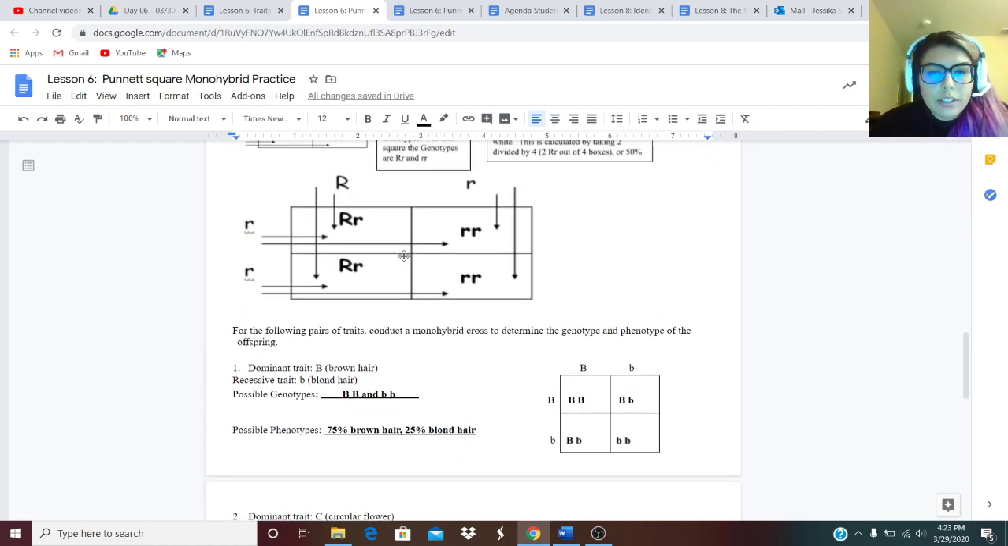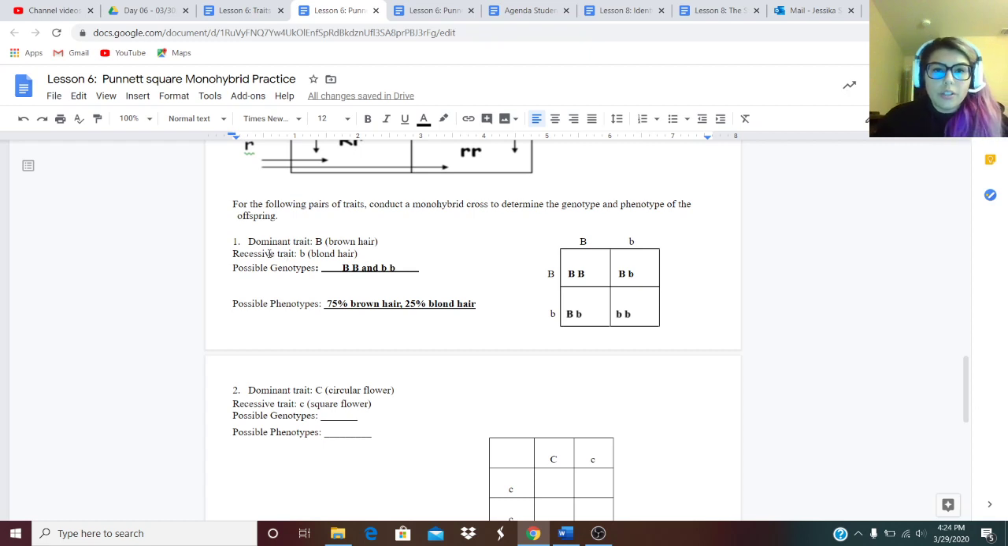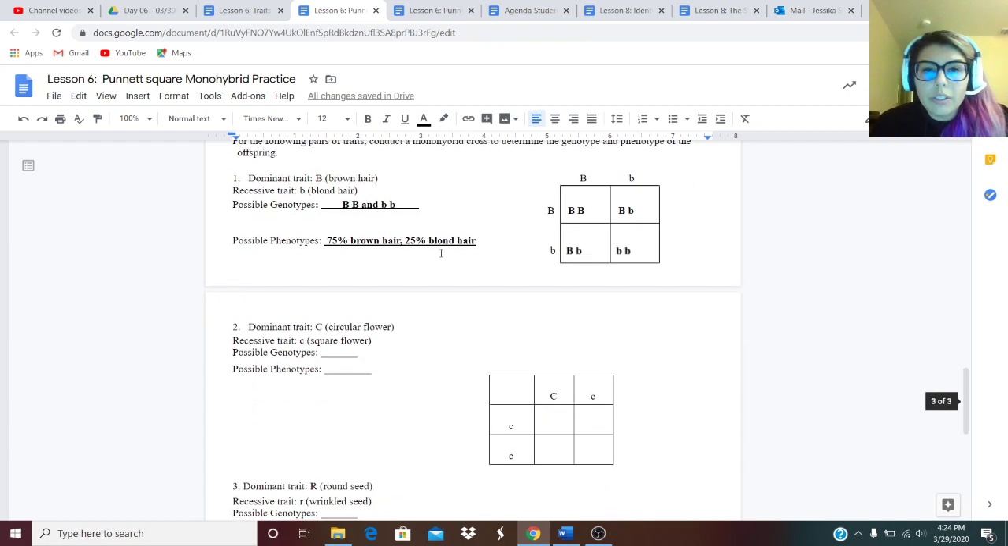Okay, so let's go ahead and take a look at what has been done for number one. Number one said that we have a dominant trait, which is always represented with a capital letter, and in this case they use B. So for capital B, it means brown hair. For little b, for recessive, it's going to be blonde hair. Okay, so all we are doing is filling out this cross and answering possible genotypes and phenotypes.